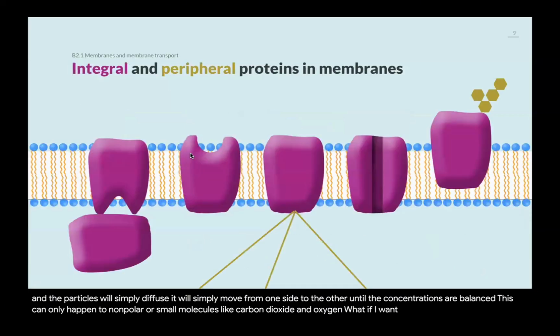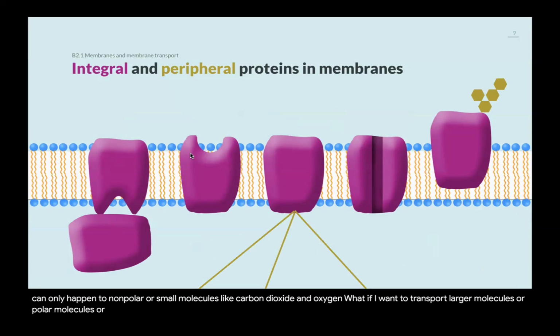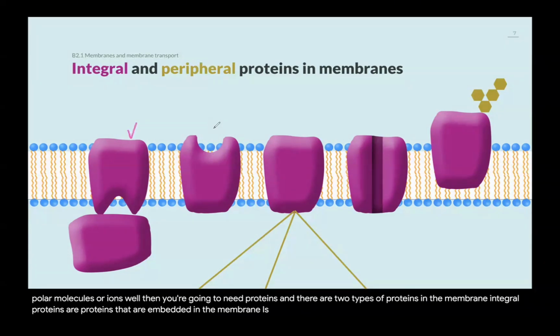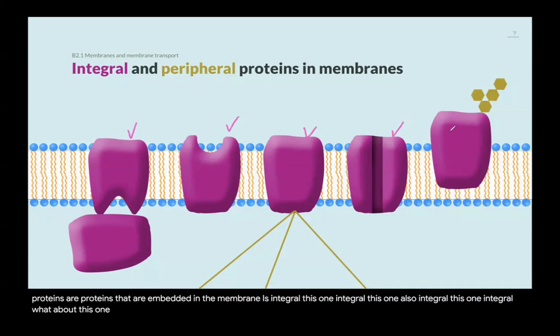What if I want to transport larger molecules or polar molecules or ions? Well, then you're going to need proteins. And there are two types of proteins in the membrane. Integral proteins are proteins that are embedded in the membrane. So this protein is integral. This one, integral. This one, also integral. This one, integral. What about this one? It doesn't go all the way through, but it's still embedded in the membrane, therefore it's integral.